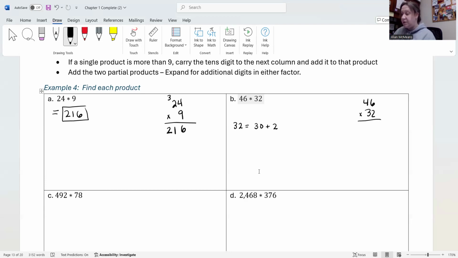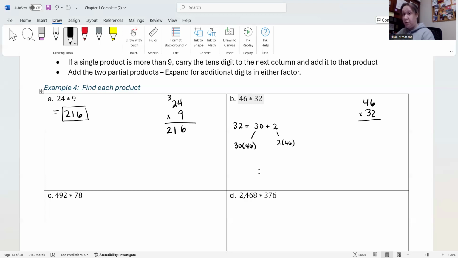So what we're doing is we're technically taking 2 times 46, and then later we're going to take 30 times 46. So that idea of expanded form is going to create 2 different products. Those are the partial products that we talked about in the steps. These partial products are what we're going to end up adding. So it's like this idea of expanded form creates these smaller products, and the sum of those products becomes the product of the whole thing.